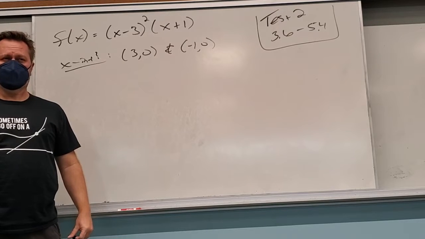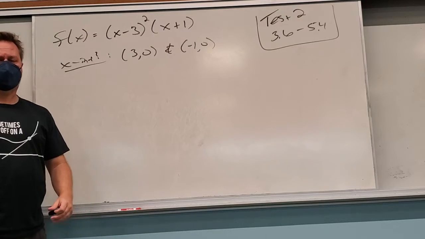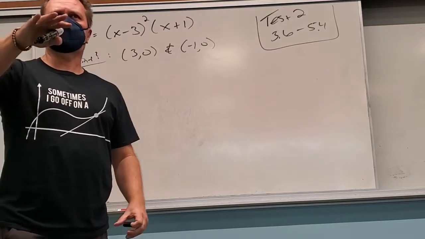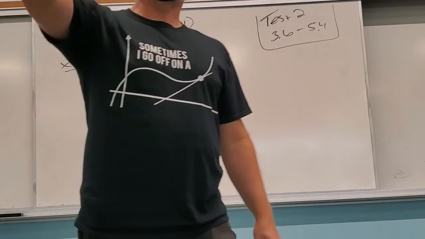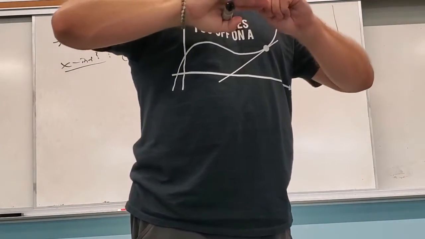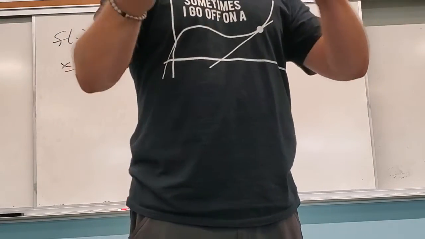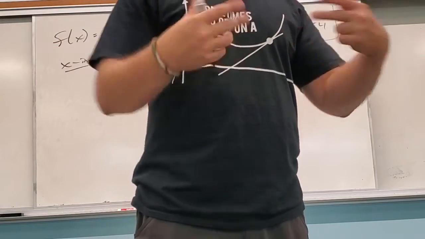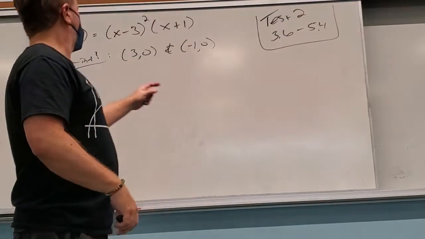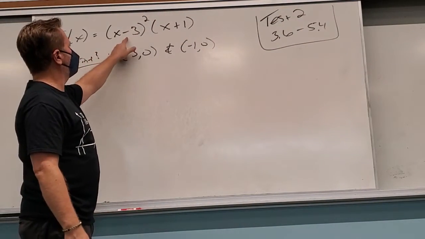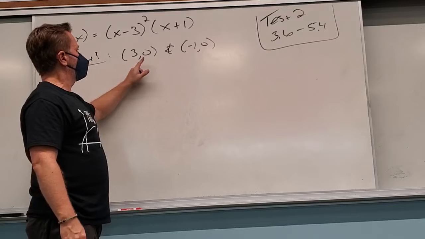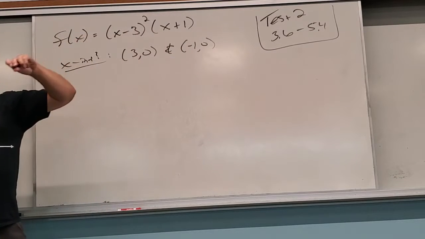So again, x-intercepts have the x value that when you plug it in, it makes the output 0. In fact, that's how we find them. Don't we make y 0 to find them? Yeah, so the x values that make this 0 are 3 and negative 1. So the intercepts are 3, 0, and negative 1, 0.